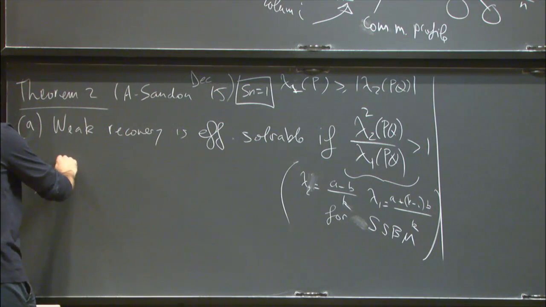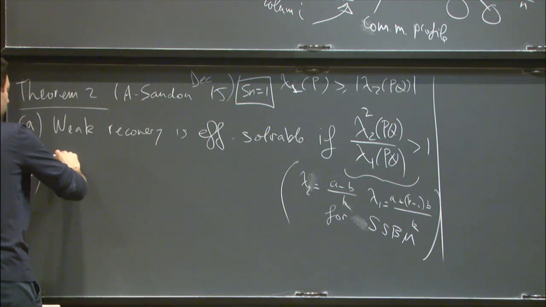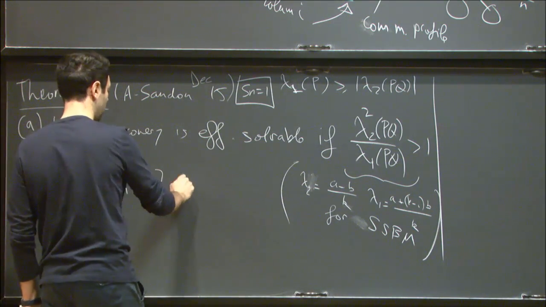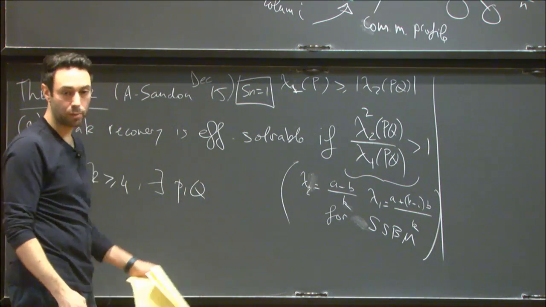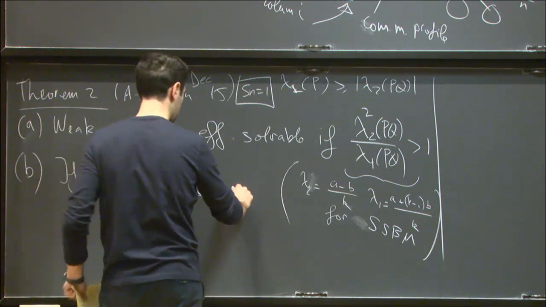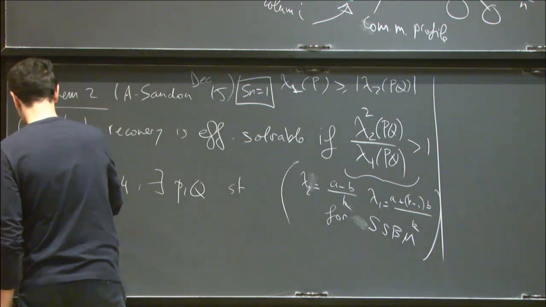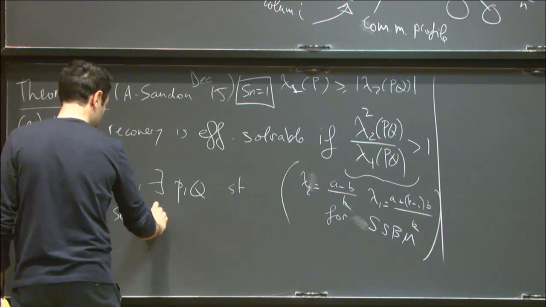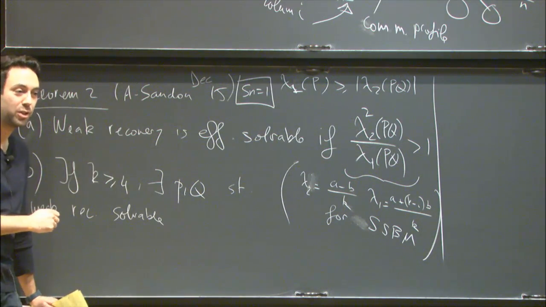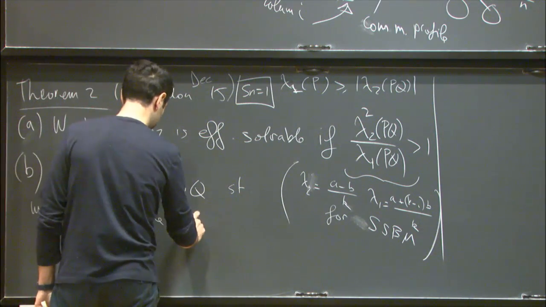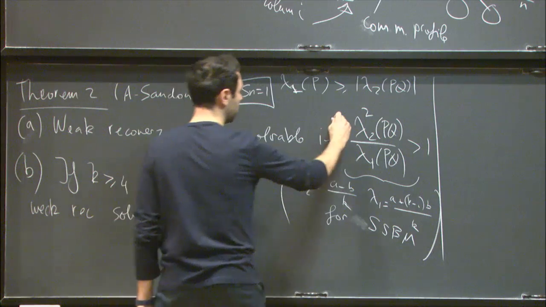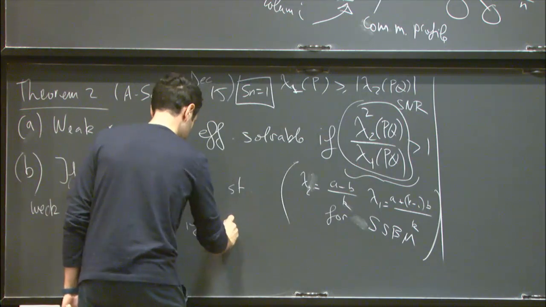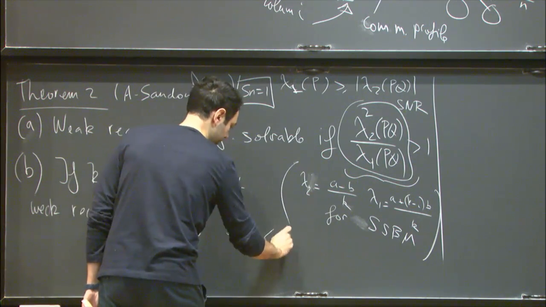B, if we can detect if k is in fact more than 4, as it was conjectured, then there exists some P and Q, and in fact it's going to be the symmetric block model, the same as this, such that weak recovery is solvable information theoretically, or just with an algorithm which has exponential running time, if this quantity, which I call the SNR, the signal to noise ratio, is less than 1, it's below 1.